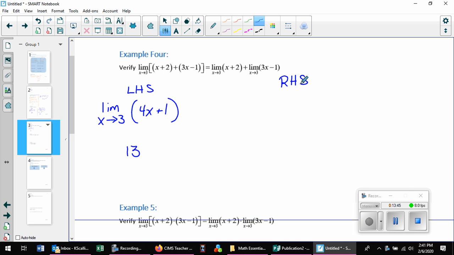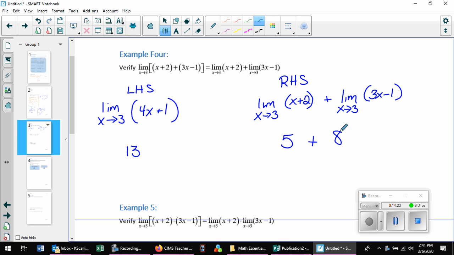Okay. So this is saying that whether I add them inside the brackets or whether I evaluate them separately, I should get the exact same thing. So limit as x approaches 3 plus the limit as x approaches 3. Again, we're just going to do direct substitution here. This portion of the limit is going to add to 5 hopefully, and this one's going to be 8. 5 plus 8 also gives me the 13.